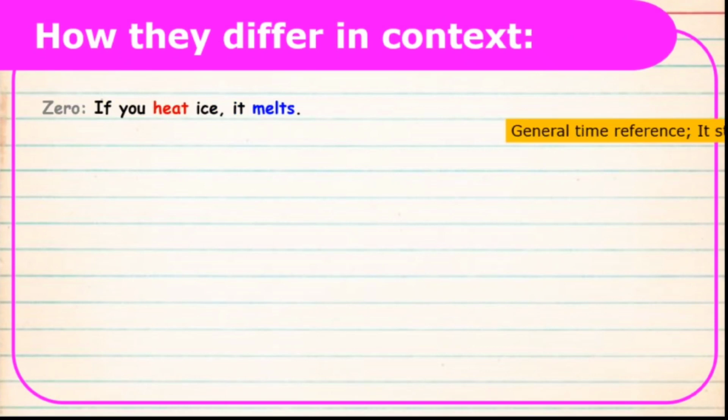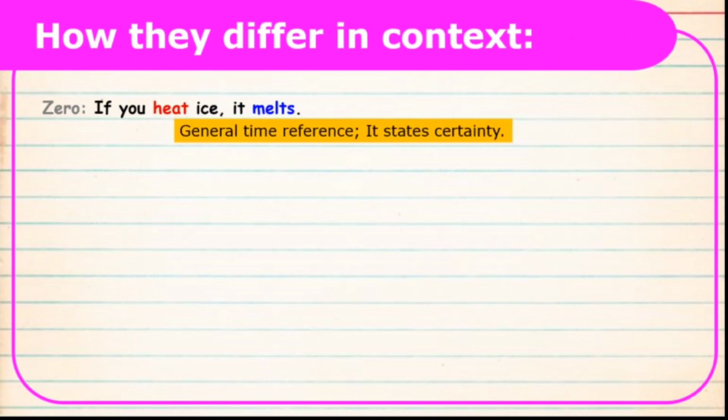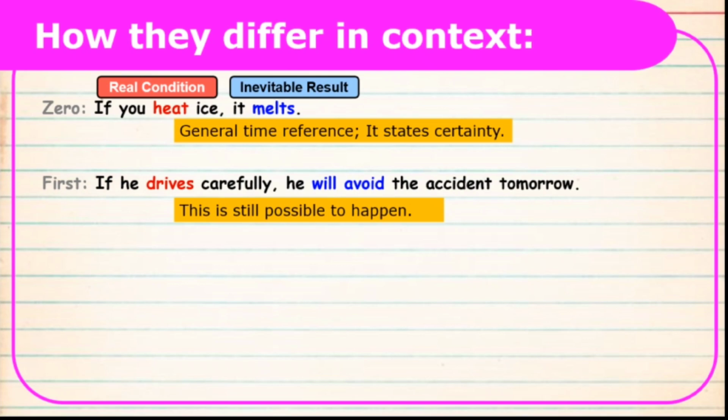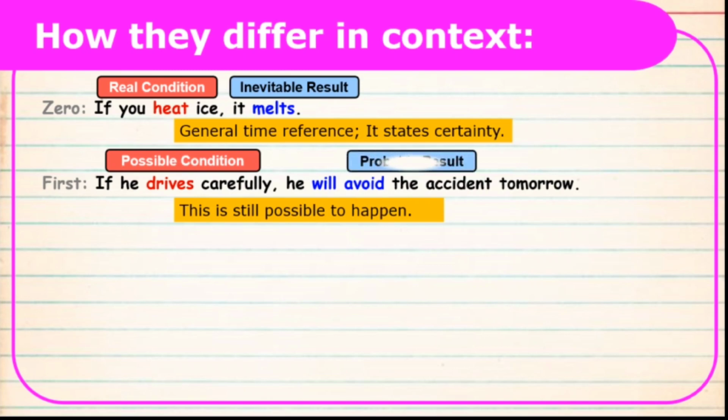So how do all this differ in context? Let's start first with zero conditional. If you heat ice, it melts. It states general truth or shows certainty. The condition is real, and the result is inevitable. While in first conditional, if he drives carefully, he will avoid the accident tomorrow. The condition is possible to happen, and the result is probable, meaning something that is expected. So in short, it is possible to happen.